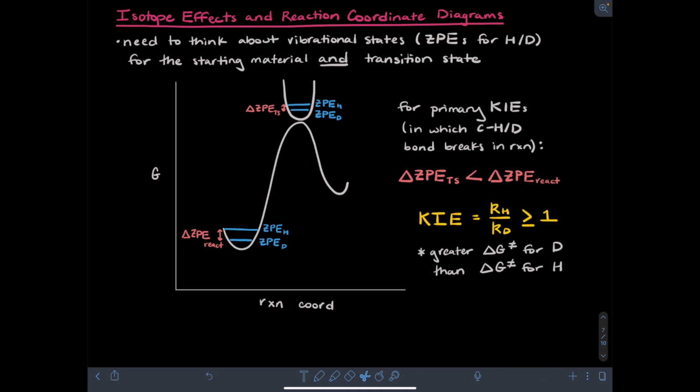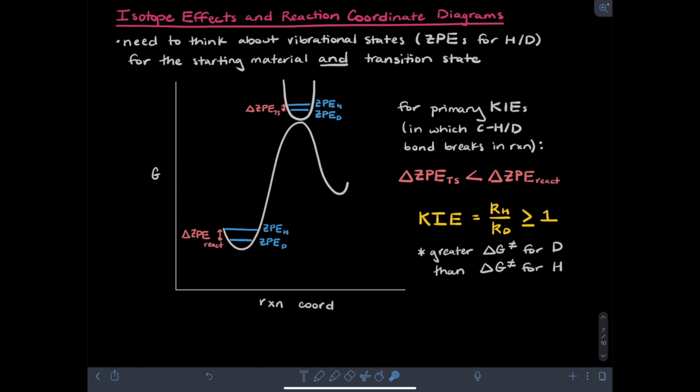In a case where your difference in 0-point energies is smaller at the transition state compared to the starting materials, the kinetic isotope effect is going to be greater than 1. The reason for this is that it takes less energy for the hydrogen to get up to the transition state than it does for deuterium to get up to the transition state. Think about hydrogen being higher in energy to start by a significant amount, and then it's closer in energy to the transition state, which it needs to get to.